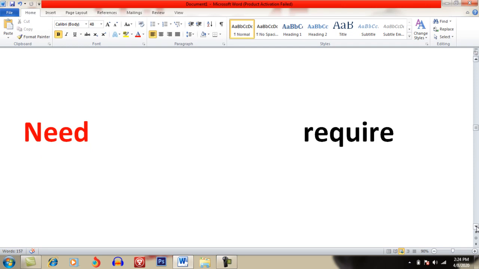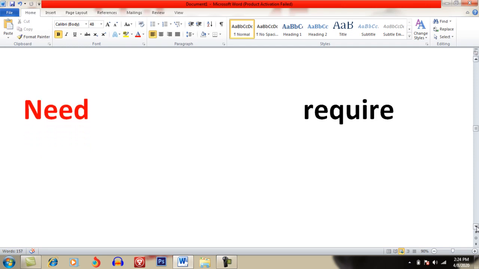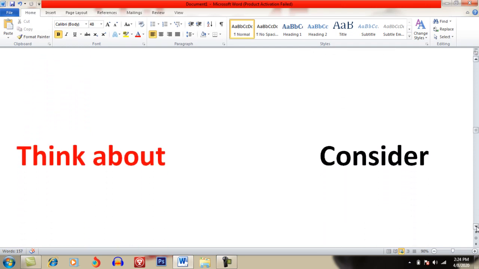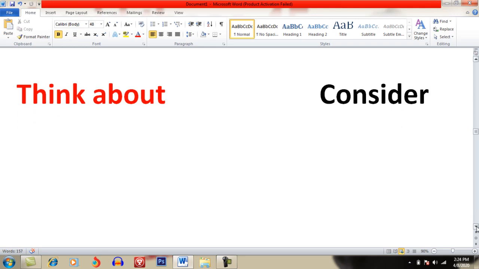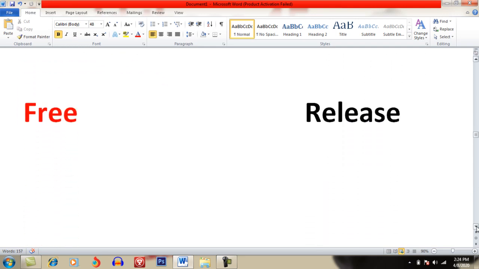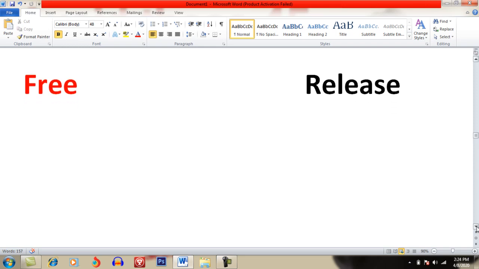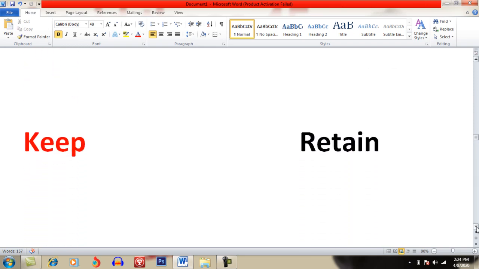"Need". So instead of "need", you can use the word "require". "Think about". So instead of "think about", you can use "consider", which is formal. So instead of "free", you can use the word "release". Do not use the word "keep" in IELTS writing. Try to use the word "retain".